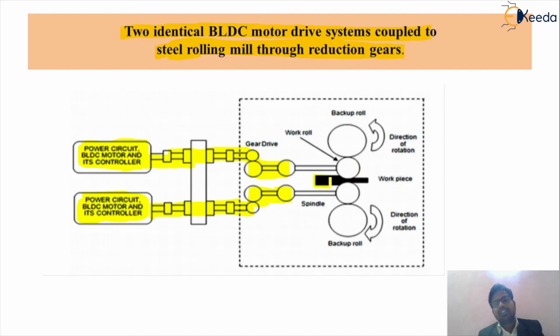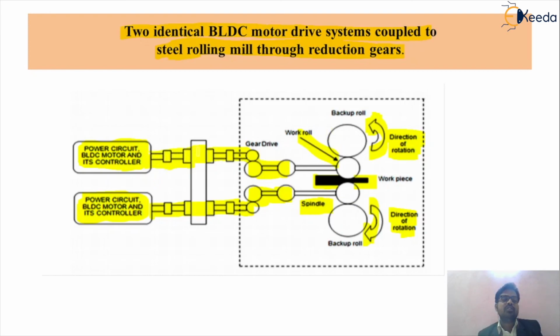So that particular workpiece will be converted into small thin sheets. This is the direction of rotation, and that will be called the backup roll. This is the backup roll. This is the direction of rotation of this roll, which will be a reversible drive. This is the spindle, and this is the work roll. So obviously, what is the purpose of that particular BLDC motor?